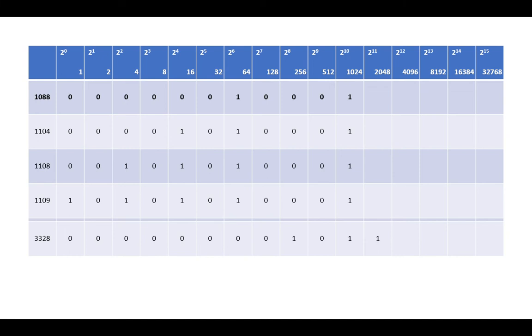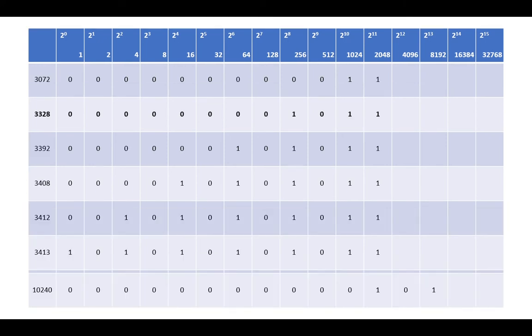When we apply 3n plus the least significant bit to 3328, we get 10240. We also reach 10240 from 3072, 3392, 3408, 3412, and 3413. And lastly, when we apply 3n plus the least significant bit to that, we get 32768, which we also reach from 10752, 10880, 10912, 10920, and 10922. And you'll notice that 32768 is a perfect power of 2, 2 to the 15th. So we stop here. Let's look at that progression graphically.